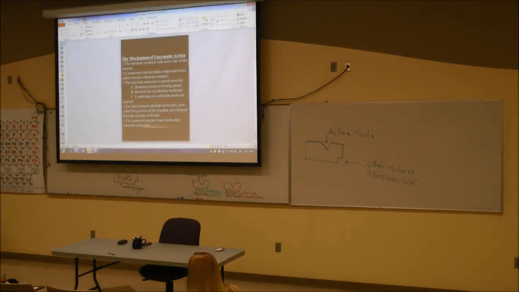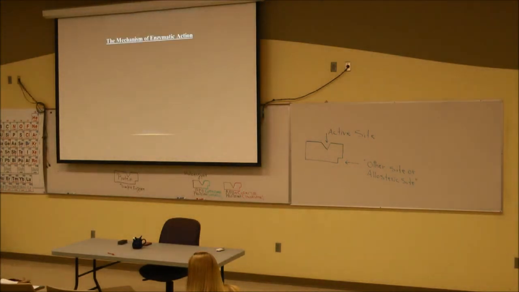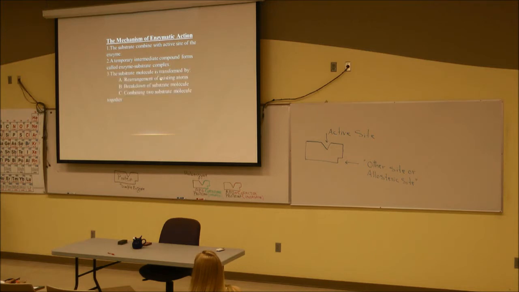All right, so mechanism of enzymatic action. One, the substrate combines with the active site of the enzyme. Then you have a temporary compound called the substrate enzyme complex. Then the substrate is modified by one of three methods: rearrangement of the existing atoms, catabolic reaction, or anabolic reaction. Okay. Now, once the change is made, the substrate is now called what? The product. The transformed substrate molecule, which is now called the product, separates from the active site.